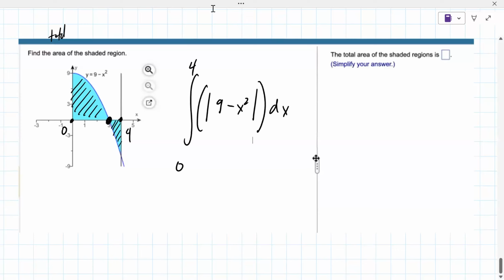I got 21.3. So don't forget math, enter, convert to a fraction. 64/3. Oh, okay, that was simple. I like hearing that.